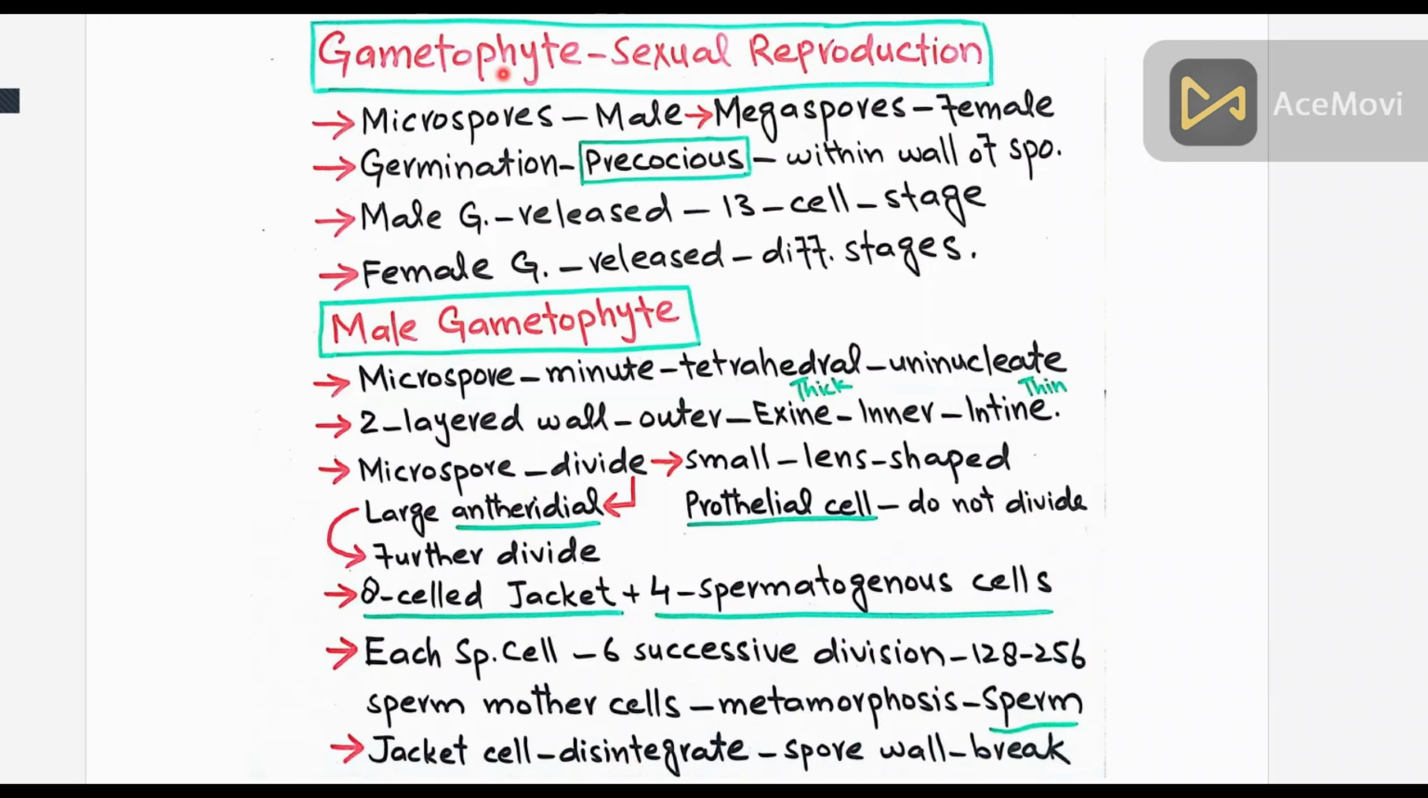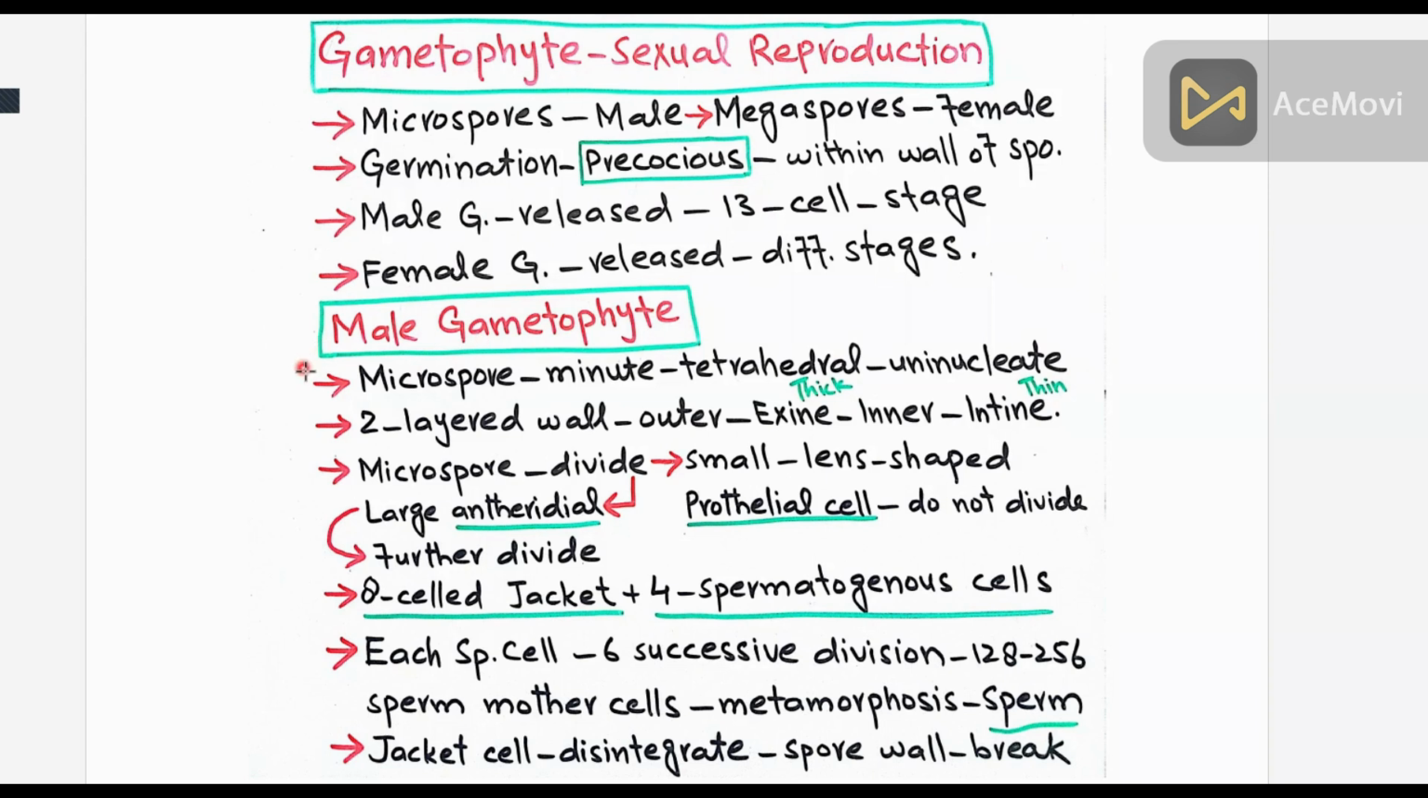The gametophyte in Selaginella is produced by sexual reproduction. The microspores develop into the male gametophyte, while the megaspores develop into the female gametophyte. The germination of spores is precocious. It means it starts within the walls of their respective sporangia. The male gametophyte is released at the 13-cell stage, whereas the female gametophyte comes out at various stages of development depending upon the species.